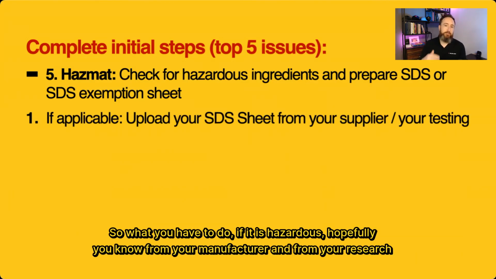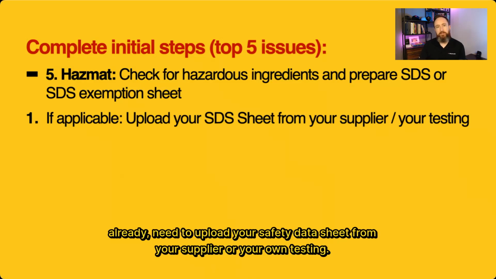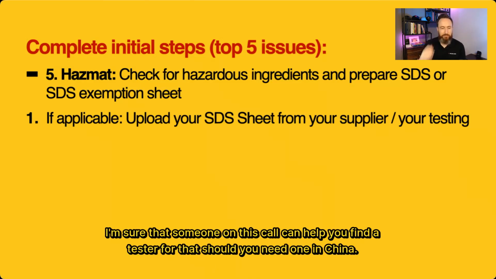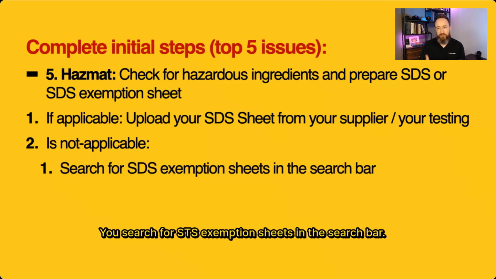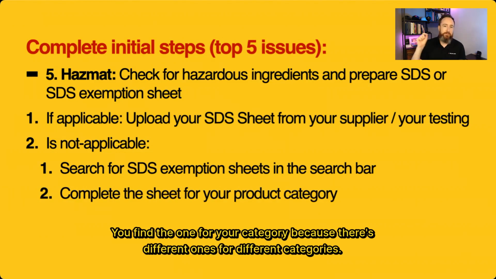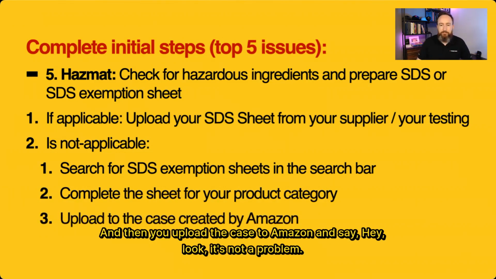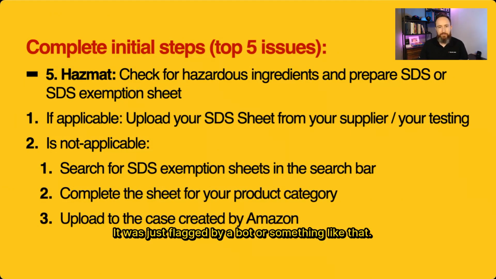So what you have to do, if it is hazardous, hopefully you know from your manufacturer and from your research already, you need to upload your safety data sheet from your supplier or your own testing. I'm sure that someone on this call can help you find a tester for that, should you need one in China. If it's not applicable, then you need to go into Amazon's Seller Central. You search for STS exemption sheets in the search bar. You find the one for your category, because there are different ones for different categories. And then you upload the case to Amazon and say, hey, look, it's not a problem. It was just flagged by a bot or something like that.